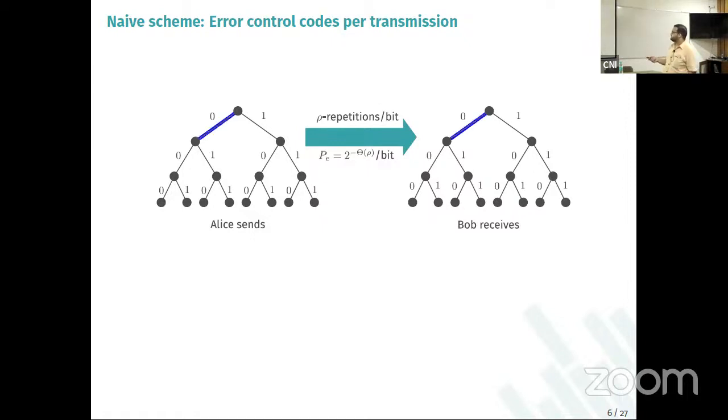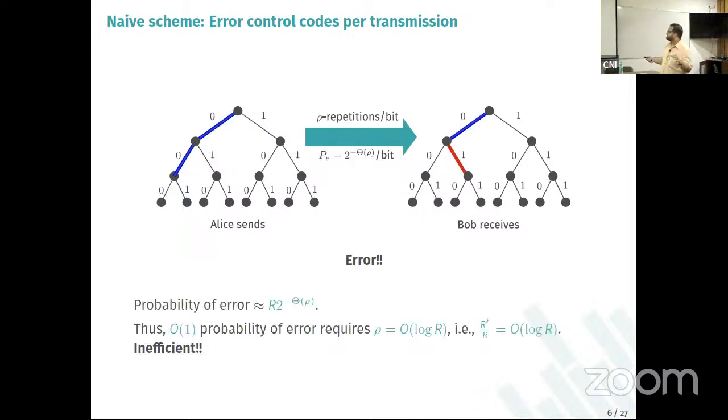Suppose Alice first sends 0, Bob receives 0, but then Alice sends 0, Bob receives 1, and immediately, as you pointed out, it goes in error, and there is no way to recover. So what's the probability of error? Well, roughly you have R transmissions, and in each transmission, the probability of error, this is just on Alice's side, there's also going to be one on Bob's side as well. So on each side, the probability of error per transmission is 2 to the power minus theta rho. So roughly it is R times 2 to the power minus theta rho.